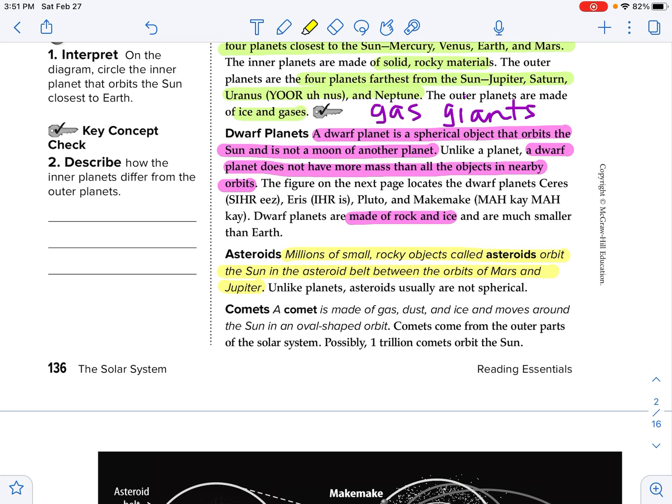A comet is made of gas, dust, and ice and moves around the sun in an oval-shaped orbit. Comets come from the outer part of the solar system. So we're going to learn about that, and when we look at lesson 4, that's out there in our Kuiper Belt and Oort cloud area. Possibly 1 trillion comets orbit the sun. That's pretty cool, isn't it?